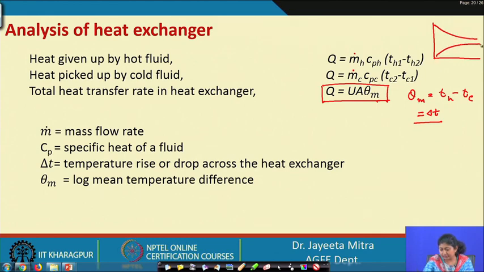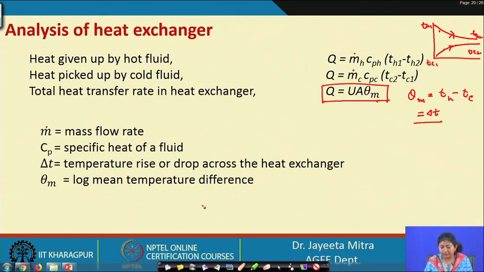So, this way the heat flow is going, this is the Th1, Th2, Tc2, Tc1, right. So, delta T, this difference, can be calculated in many ways. One such way is by calculating the log mean temperature difference, and we will see why log mean temperature difference is so important.